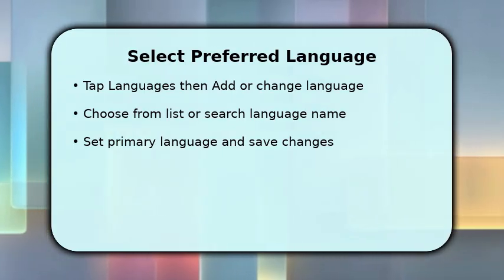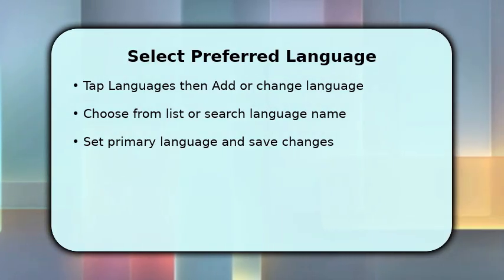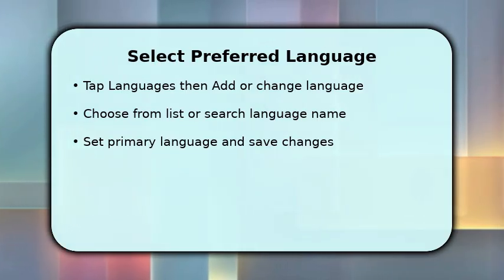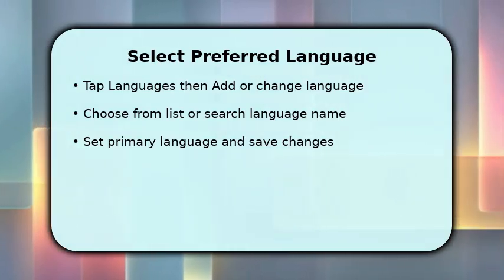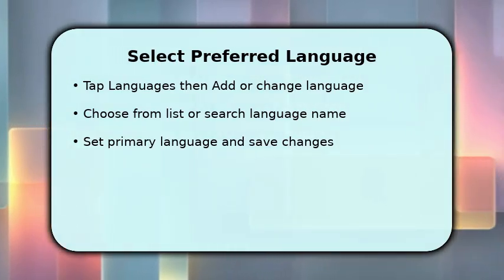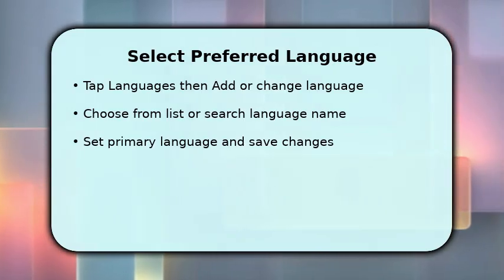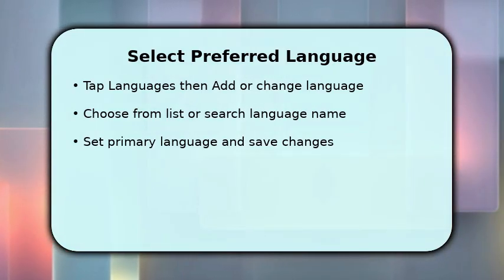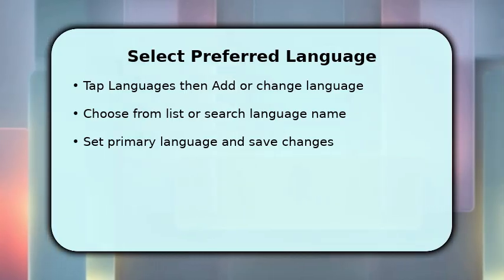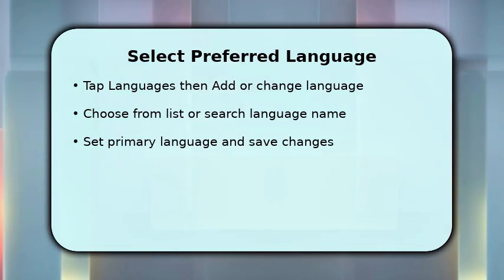When you find the language, tap it to set as primary. This tells Google to prioritize that language for results and interface elements. Once selected, confirm or save. Some devices show a Save button, others auto-apply. If you use multiple languages, order them so Google knows which to prefer first.